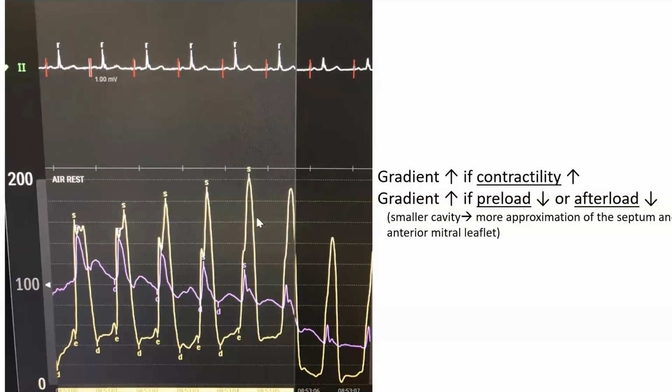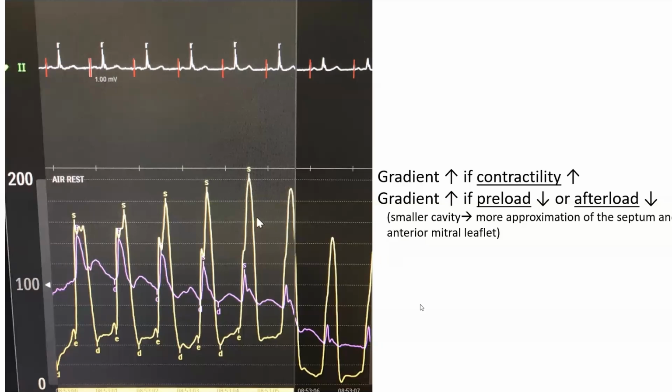What do we consider a significant gradient? You need to know the numbers. I mentioned them for AS. For dynamic LVOT obstruction, we go by peak to peak of more than 50 millimeters of mercury with maneuvers or 30 millimeters of mercury at rest. So here it wasn't significant at rest. It was barely 10 millimeters of mercury. It went up to a very significant number of 80 millimeters of mercury for peak to peak.